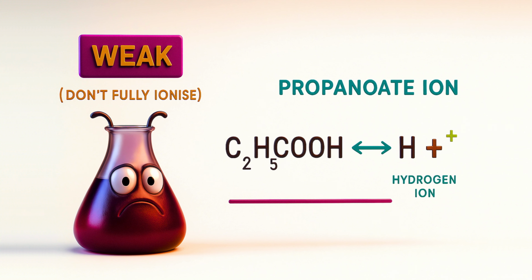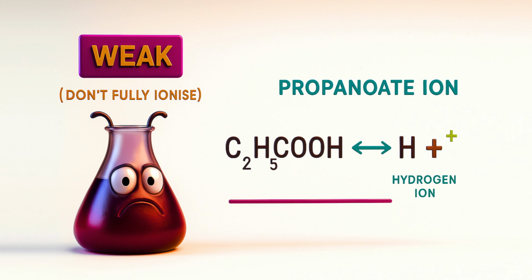Carboxylic acids are considered weak acids, which means they do not fully ionize in water. In other words, not all of their molecules release hydrogen ions when dissolved in water. Because of this partial ionization, we represent their dissociation using a reversible reaction arrow. On the left side of the equation, we have the undissociated acid, and on the right, we show the carboxylate ion, which is the deprotonated version of the acid, along with a hydrogen ion. For example, propanoic acid will partially ionize to form a propanoate ion and a hydrogen ion.